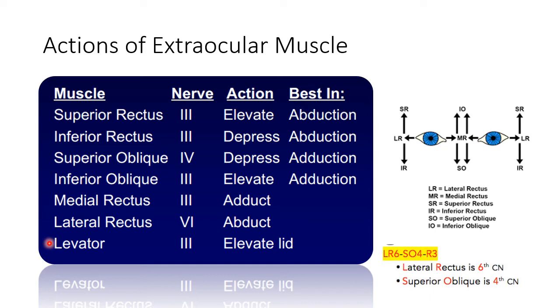So it's important to note that the superior rectus, inferior oblique, medial rectus, and levator palpebrae muscles are innervated by the 3rd nerve. The 4th nerve innervates the superior oblique, and the 6th nerve innervates only the lateral rectus muscle.